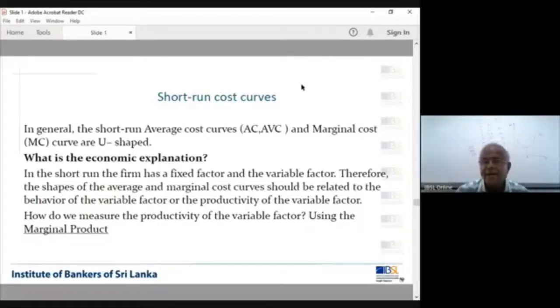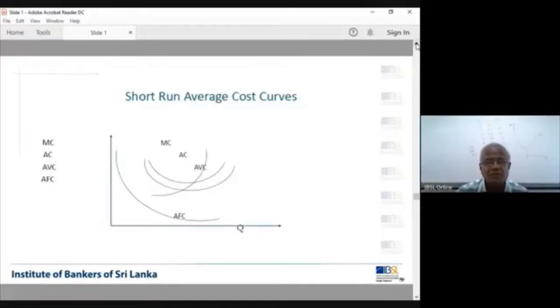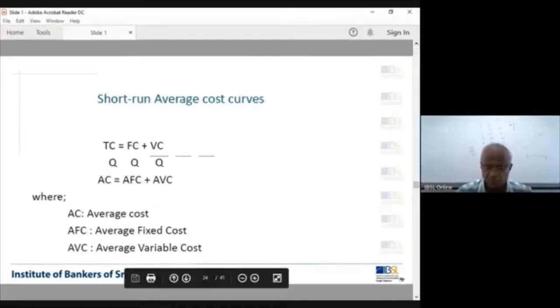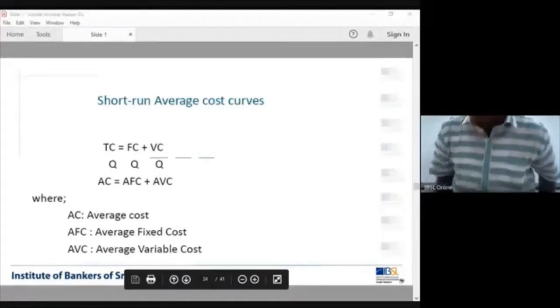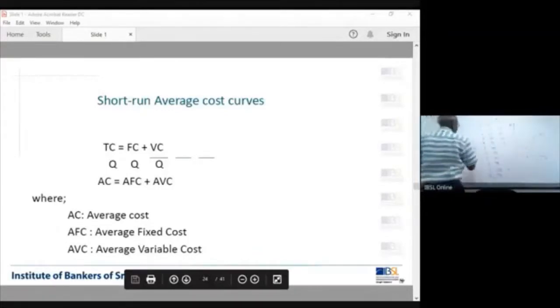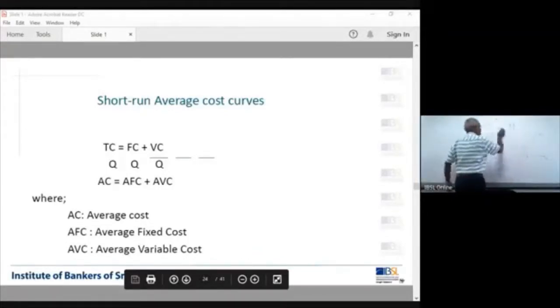Before that, I want to give you the average cost curve. Okay. Total, we know the relationship. This is the total cost curve. We are going to discuss the MC curve next week. You know the total cost curve, and we know the mathematical formula for total cost: TC equals FC plus VC. You know the shape of this cost curve.